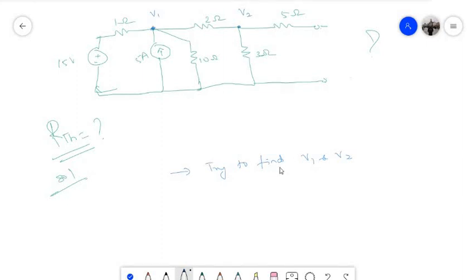And if you want to find the current that will be flowing here, let's say the current that is flowing, whatever I am writing in blue ink is not actually part of the question. Let's say this current is I3.